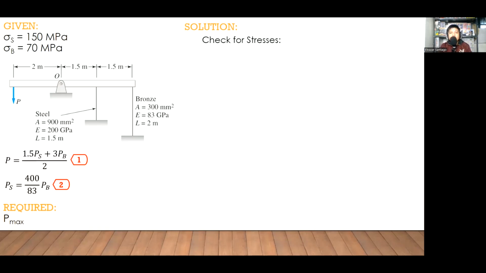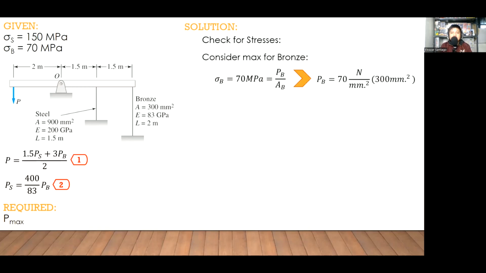Therefore, for our analysis, what if we consider bronze instead of the steel? Considering now the maximum for the bronze, our sigma B maximum is 70 megapascals. That will be equated to the force all over its working area. Cross multiply the area, we have the force that is 70 newtons per square millimeter multiplied with the area of the bronze, that is 300 square millimeters. Cancel out the area. We have now PB as 21,000 newtons.